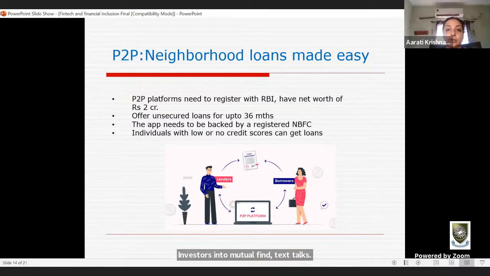So one area in which fintech has really created a difference is in terms of lending. But this is also causing some sleepless nights to the regulators. So one such kind of lending is P2P platforms.